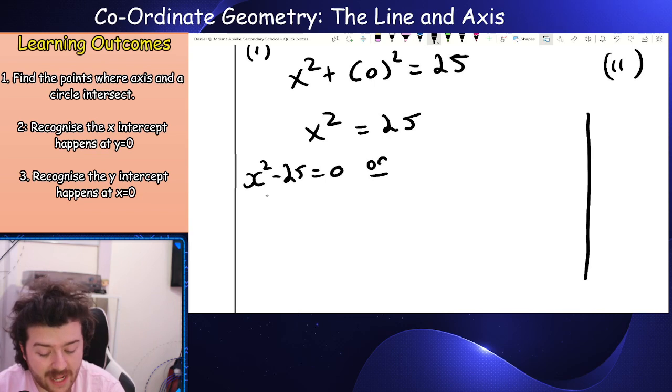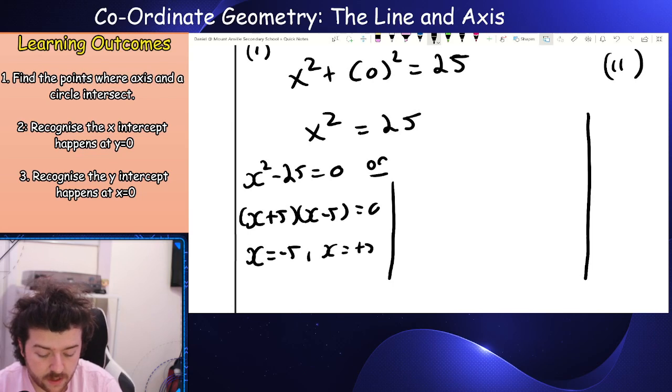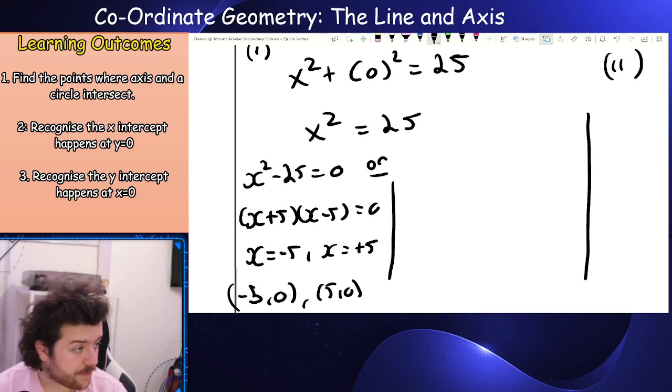Now I have a quadratic here, which is a difference of two squares. So I have x plus 5, x minus 5 equals 0. Therefore x equals minus 5, x equals plus 5. So it crosses the x-axis at minus 5, 0, and 5, 0.